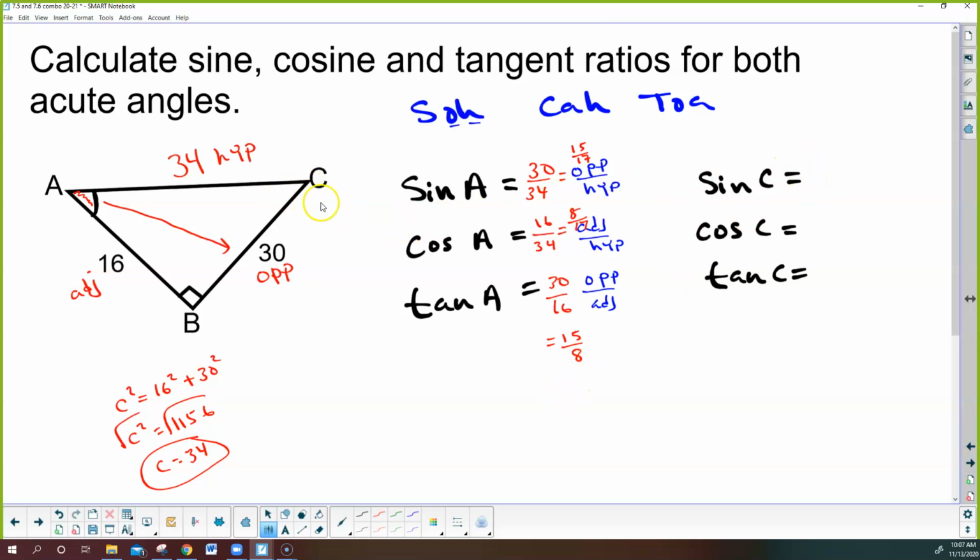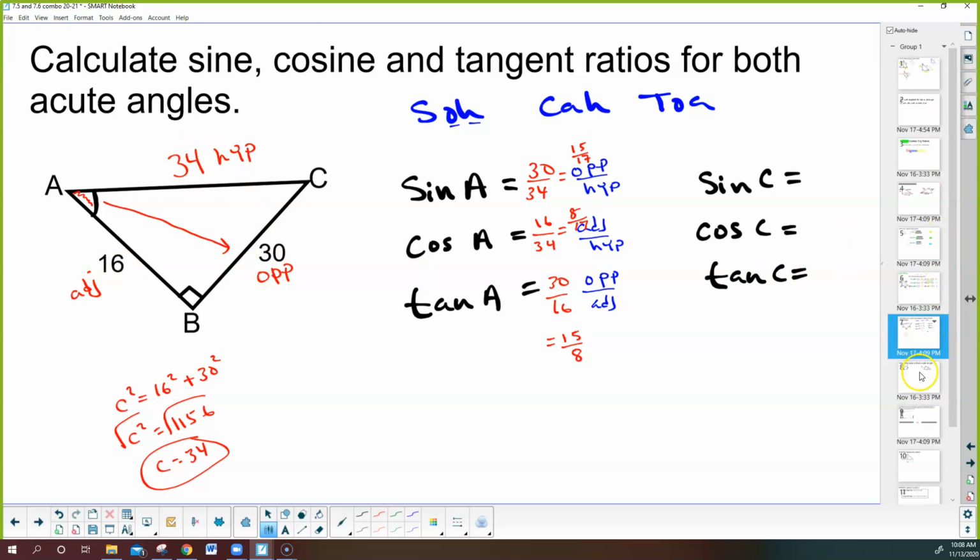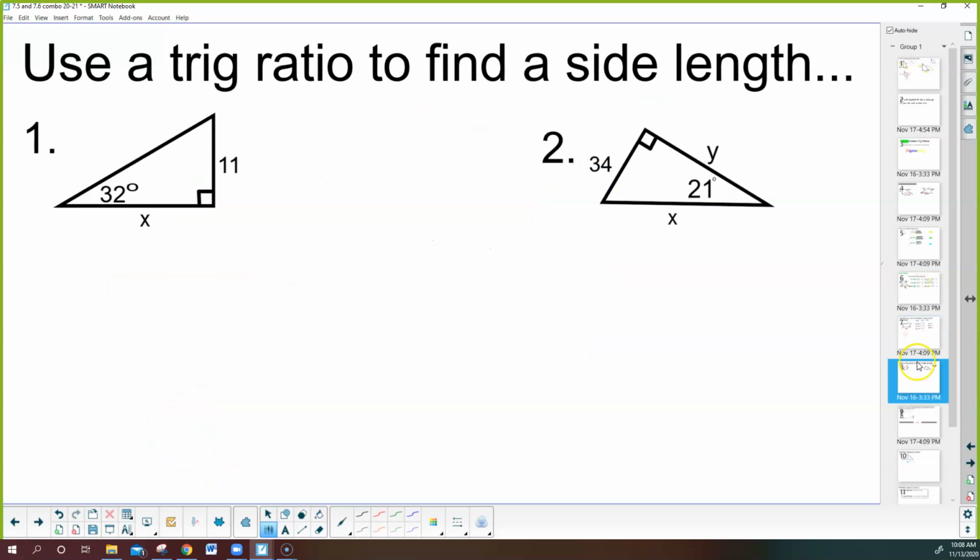All right, then we could redo everything for C. We don't have to do that. The only reason why I wanted to show you this problem is right here. What happens if you don't know one of the sides? Anytime you have a right triangle and you know two sides, you can do Pythagorean theorem. Okay, now I'll get to the question, why do we need to know this?